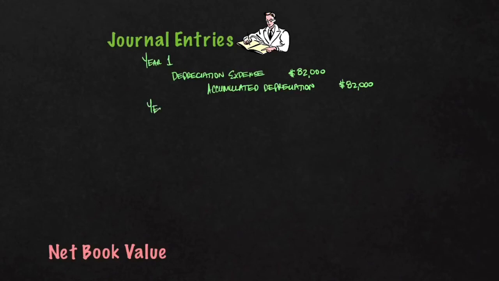I'm just going to fast forward through year two and year three because it's the same debit account and the same credit account. And we've already computed the amounts for years two and three.